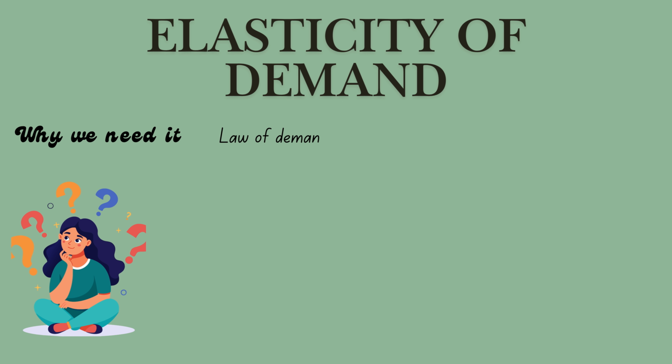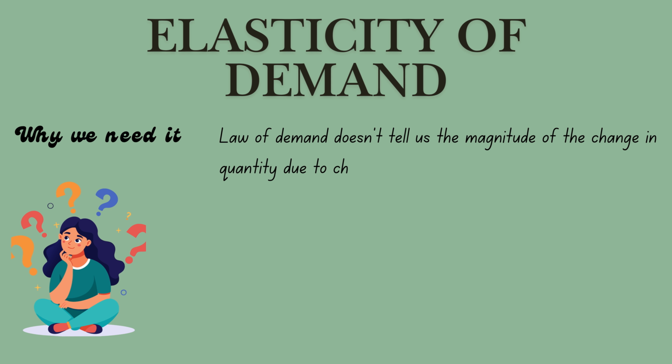The law of demand only tells us that there exists a negative relationship between price and quantity demanded. If the price of a good increases, we know that quantity demanded will fall. What the law of demand doesn't tell us is the magnitude of the fall in quantity demanded. This is where elasticity comes in.